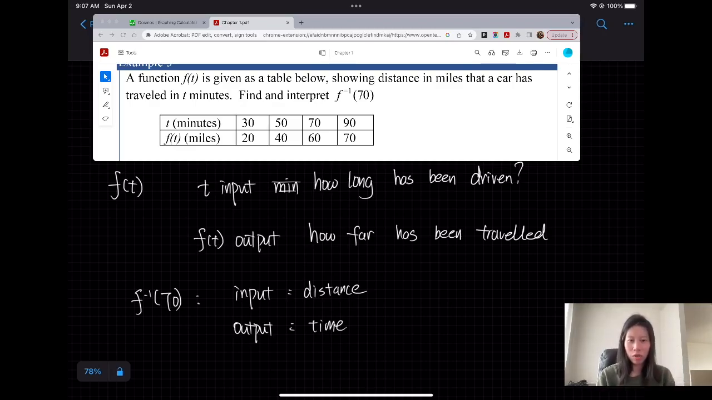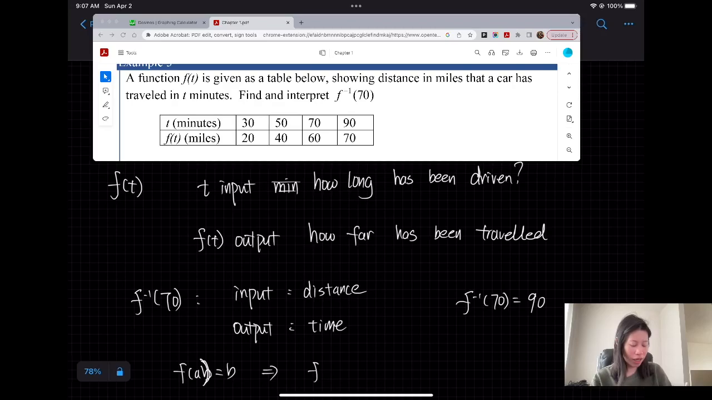So now let's take a look. When the output equals 70, the input equals 90, right? So how do you interpret this? It means to drive 70 miles, it took 90 minutes. Easy, right? Alternatively, if we record the inverse, that is f inverse of a equals b, then we have the inverse function.